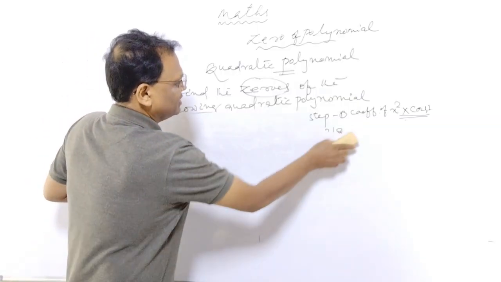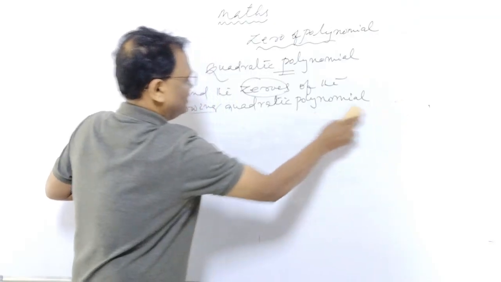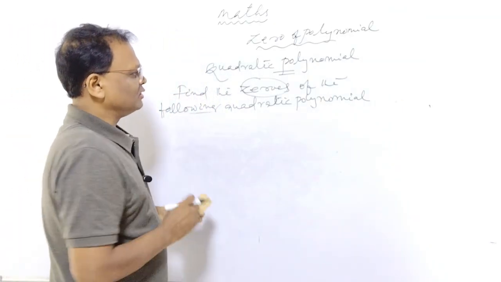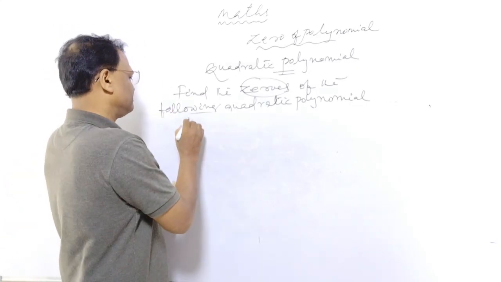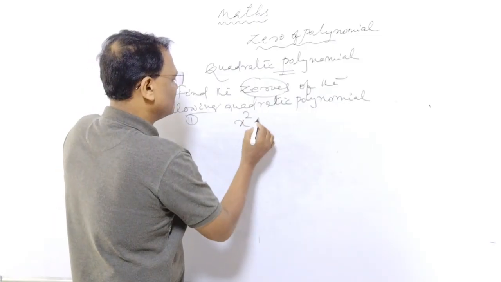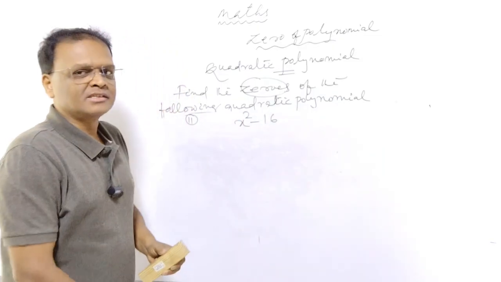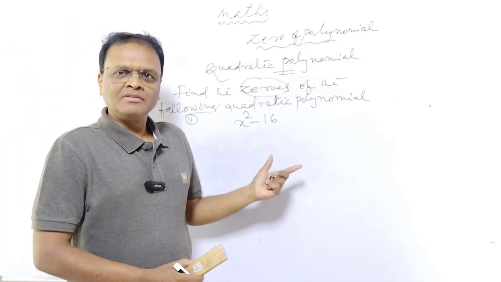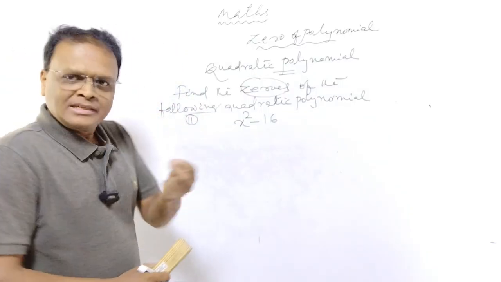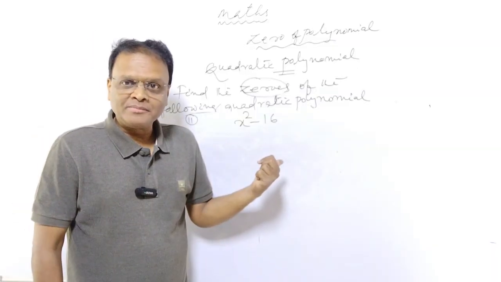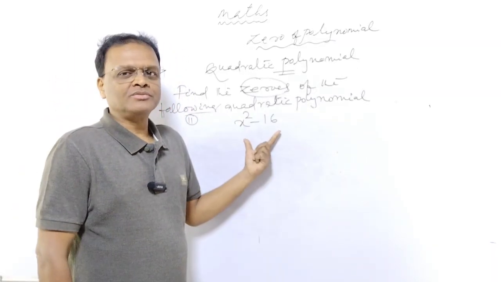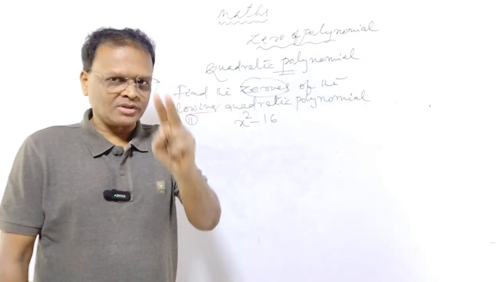If there are 2 terms, instead of 3 terms, let me take 2 terms. Find the zeros of the quadratic polynomial, second one. The second one is x square minus 16, this is given. I think 2 terms are there, but this is also a quadratic polynomial, having 2 terms.